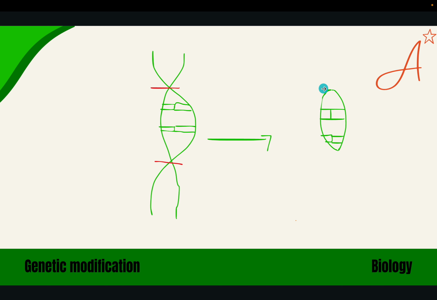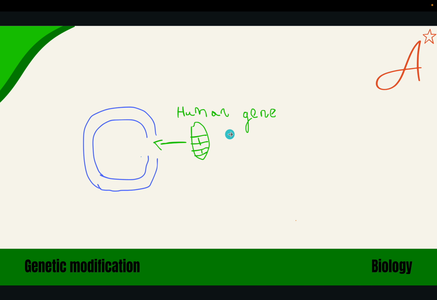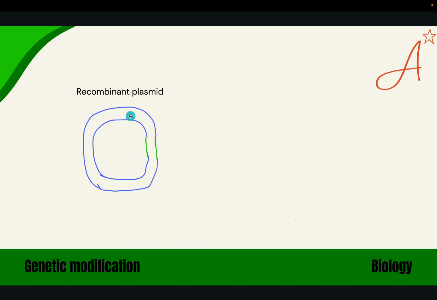These sticky ends will be complementary to the sticky ends that are present in the plasmid. What this means is the nitrogenous bases at these ends will be complementary to the nitrogenous bases on the plasmid, meaning that they can bind to each other, and this section of DNA can bind to the plasmid. So that's what we have here. The human gene, because the sticky ends are complementary, is going to bind here. And when this binds, it is going to form a recombinant plasmid.